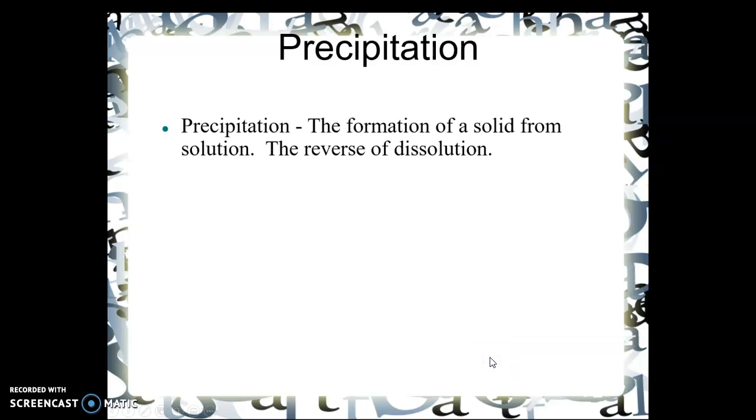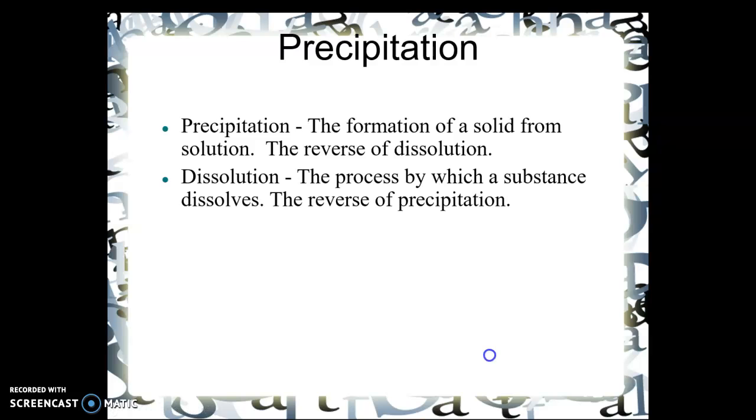Precipitation is the formation of a solid from a solution. It is the reverse of the process of dissolution. Dissolution is the process by which a substance dissolves and is the reverse of precipitation. When you dissolve a salt, calcium carbonate is a salt, there are two things that have to happen.